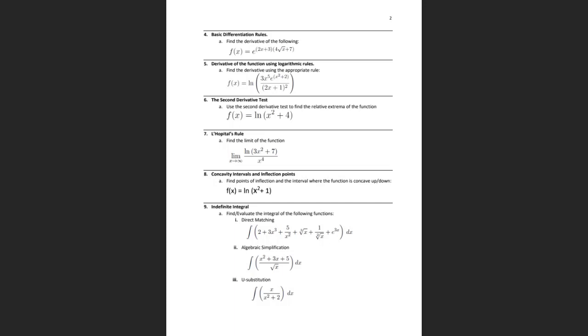I'm not 100% sure if this is right, but for number 7, I got 0. Is that correct? Yeah, I got that too. So we just keep taking the derivative until we get something that's not infinity over infinity, right? Yes, that's right. Okay.